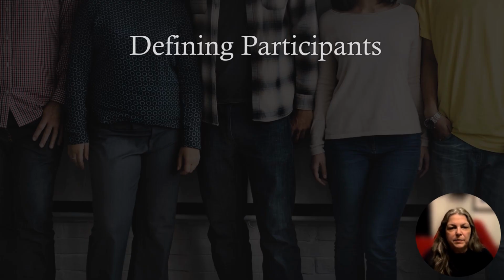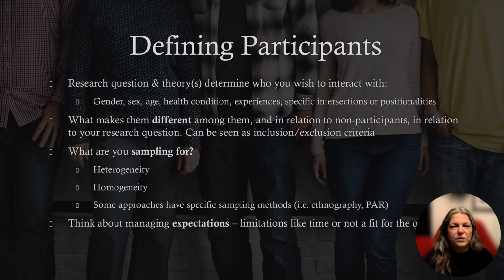We need to define participants. I know this seems counter, but we're moving from the sample to the participant itself. So your research question and your theory are going to determine who you want to interact with: gender, sex, age, health condition, experiences, intersections, positionalities. That's pretty standard. I think you got that part. What makes them different than other non-participants? So this is that inclusion, exclusion, and that criteria is really important to what you're doing.